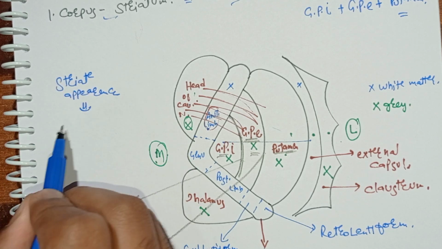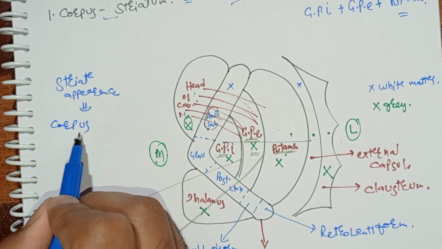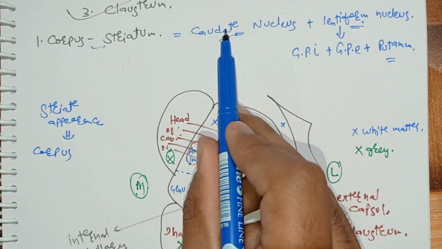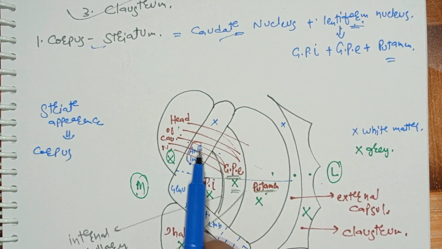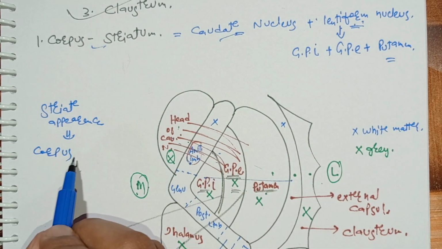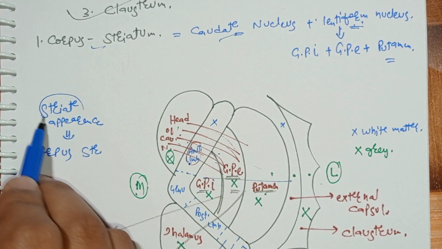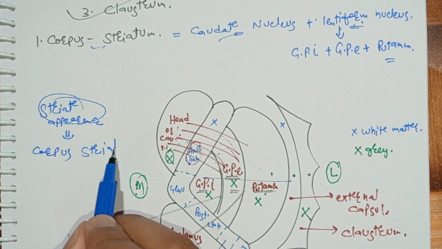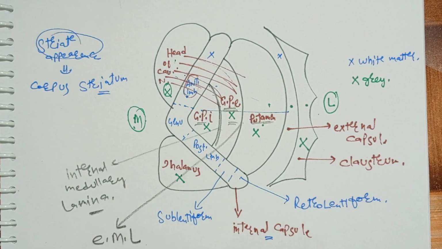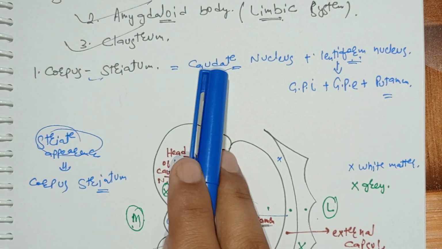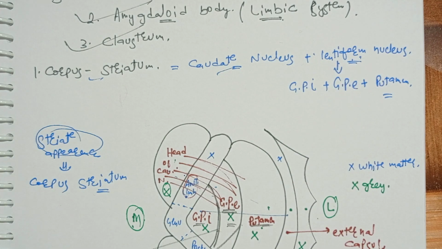That's why it's known as corpus striatum, the caudate nucleus plus lentiform nucleus. These are joined by fibers across the anterior limb of the internal capsule, giving it a striped appearance, therefore known as corpus striatum. So this is the diagram. Corpus striatum is the caudate nucleus plus lentiform nucleus.